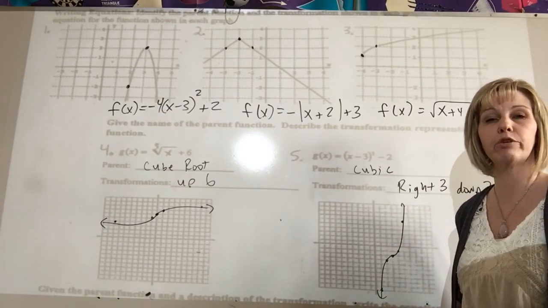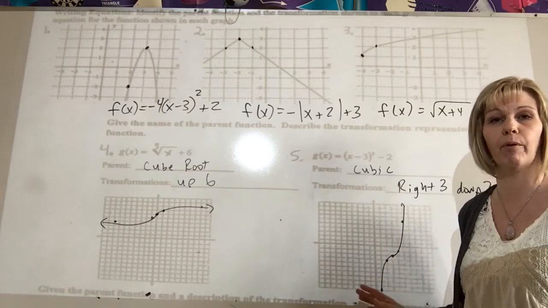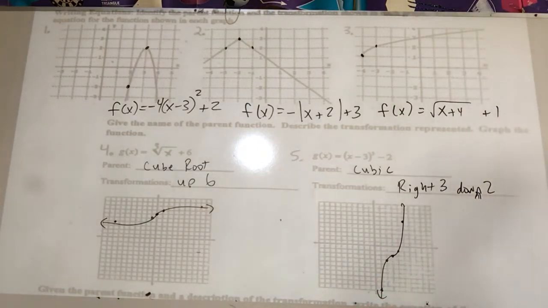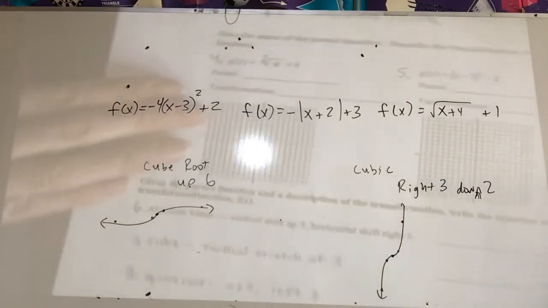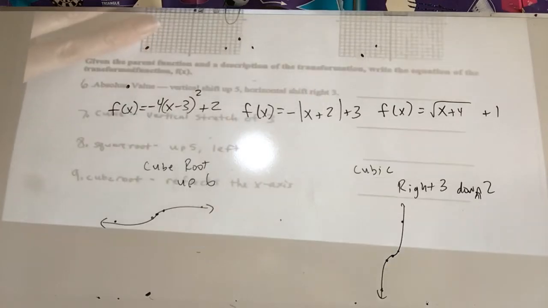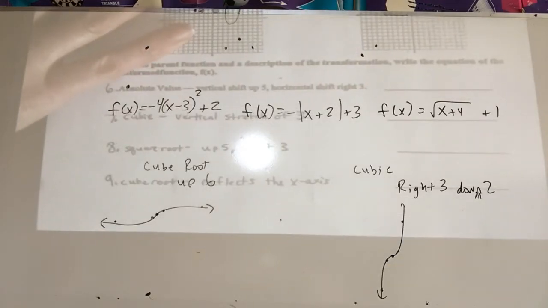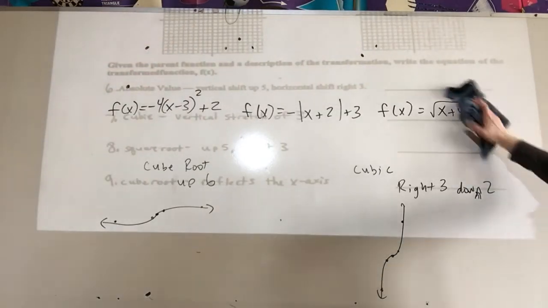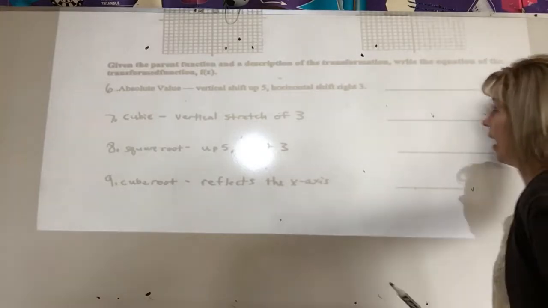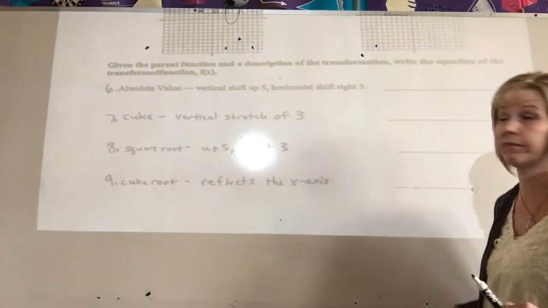So I want you to read the direction for the next set while I erase the board, and we'll go over those together. Okay, so we're given a bunch of clues about the function, and we're not given the graph like we did for 1 through 3. This time, we have to write the function given clues.